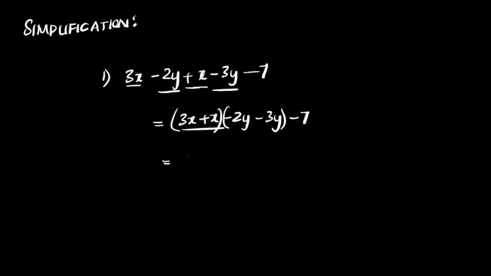So 3x plus x becomes 4x. Minus 2y minus 3y becomes minus 5y, and it becomes minus 7. So this is the simplified version of the value.